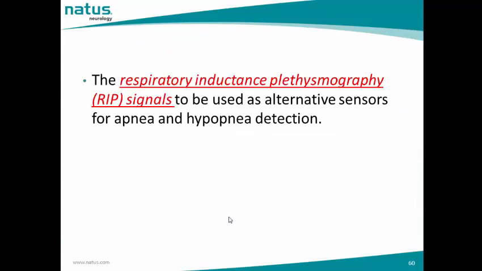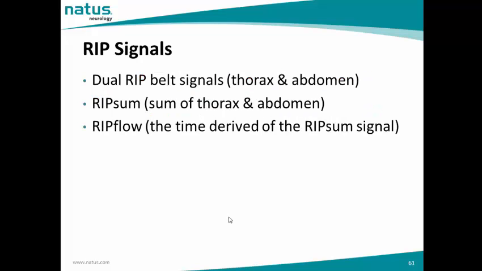Alternative sensors. When we are using respiratory inductance plethysmography, we can get the following signals: the thorax and abdominal movements and effort, the RIP sum, which is a summation of the thorax and abdomen that is related to the tidal volume, and the RIP flow, which is the time derivative of the RIP sum signal.